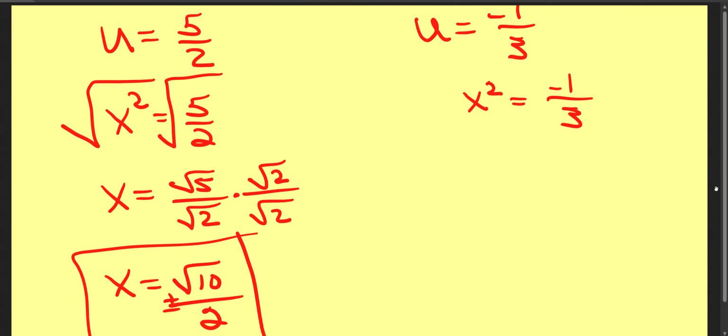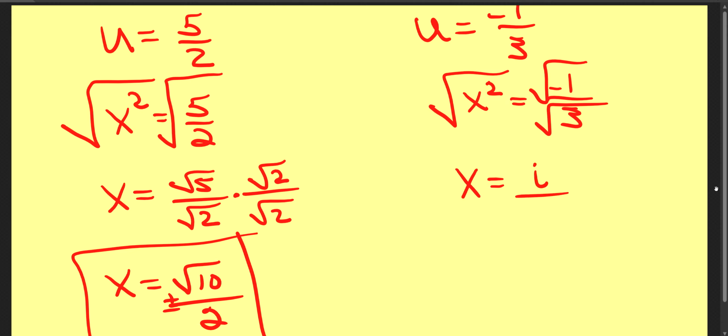And then I'm going to do the same thing here. I'm going to take the square root of both sides. Notice I'm breaking them up into the pieces and the fractions. So the square root of x squared is x. That equals the square root of negative 1, which is i, over the square root of 3.